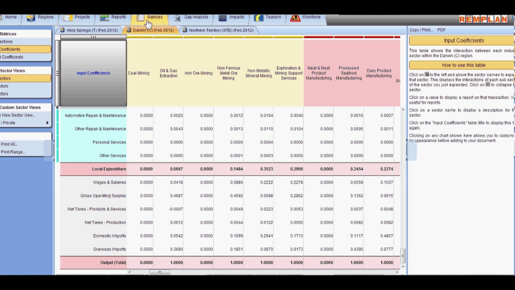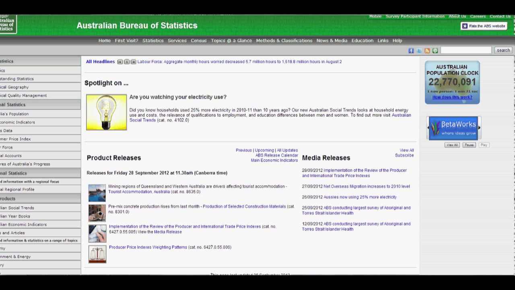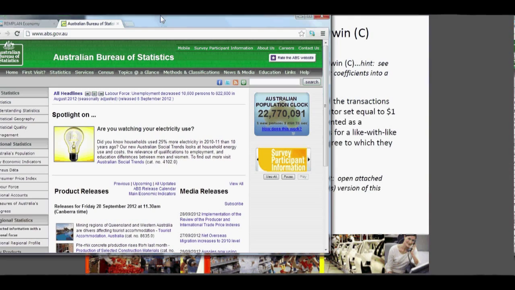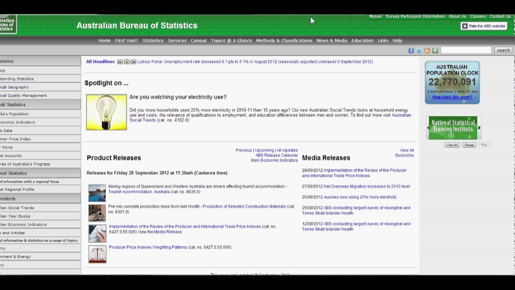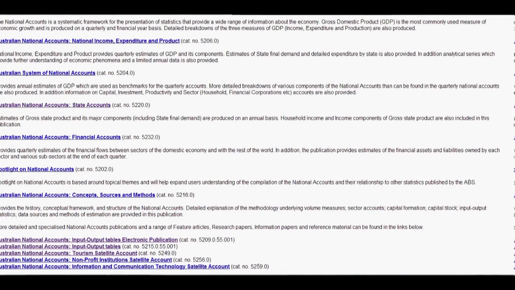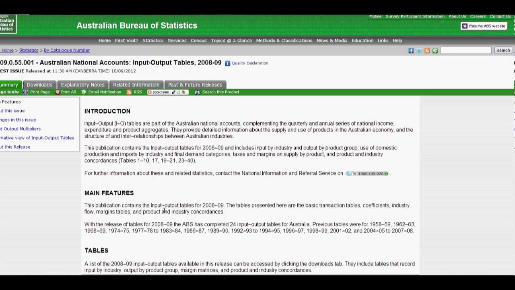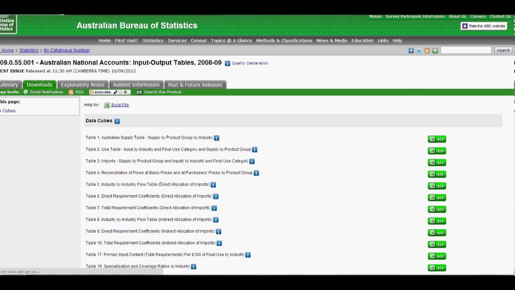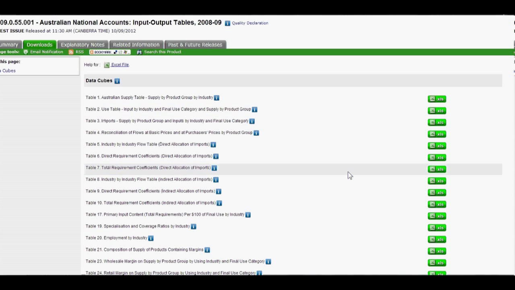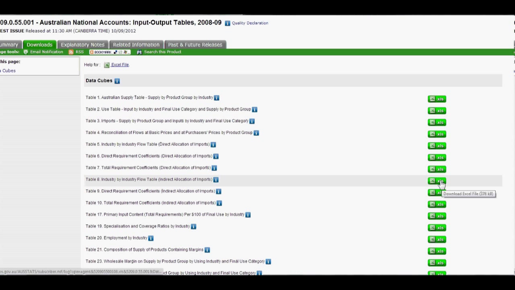So the next step is to build an input coefficient matrix for Australia. In terms of accessing that Australian input-output table, we need to go to the ABS website, abs.gov.au. Left-hand side of the screen, down to national accounts. Scroll down. There we go: national accounts, input output tables, electronic publication, that top link there. Downloads. And it's table 8, industry by industry flow table, indirect allocation of imports.